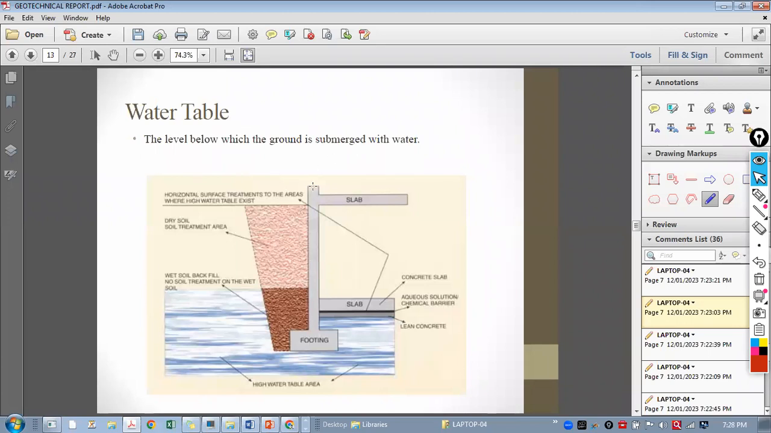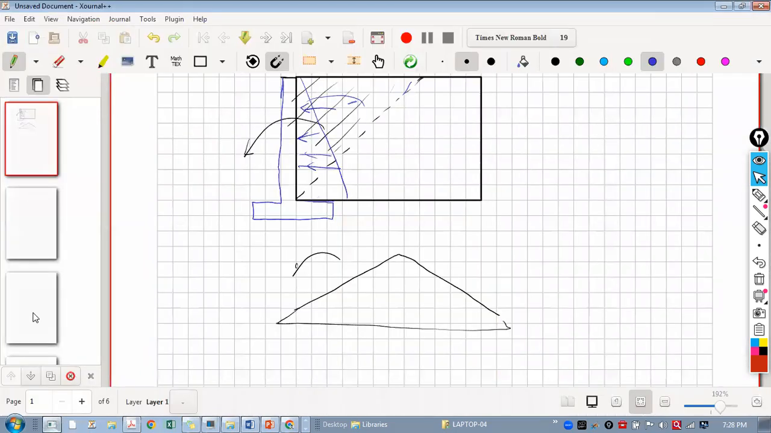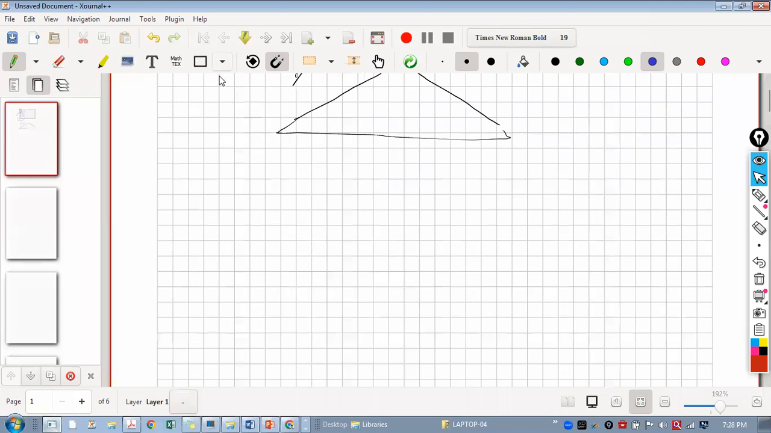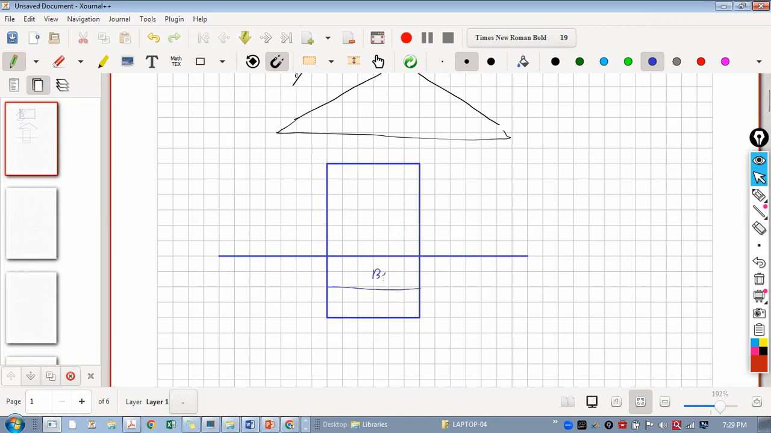And water table, yes, we know that if there is a basement raft, I'll show you here. Let's say there is a building, and if there is a basement, let's say a double basement is there, B1, B2. Okay. And this is the ground level. And let's say we have a water table here.